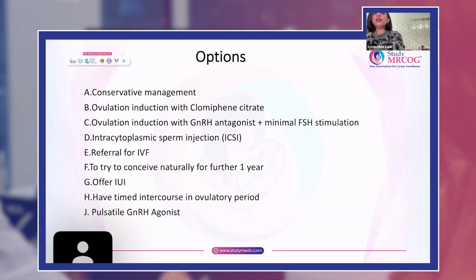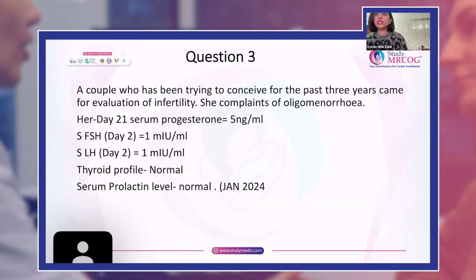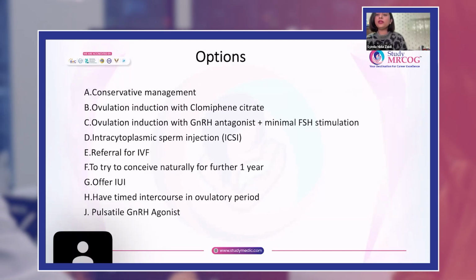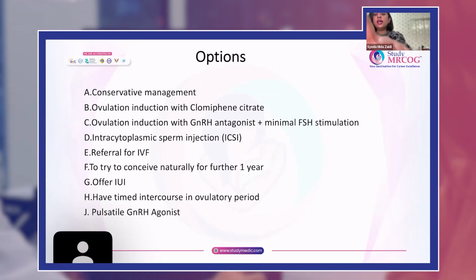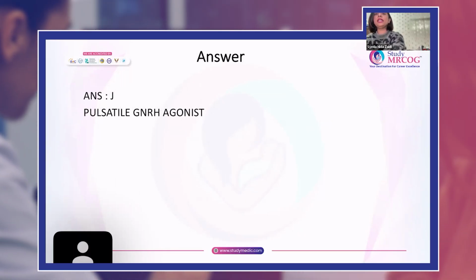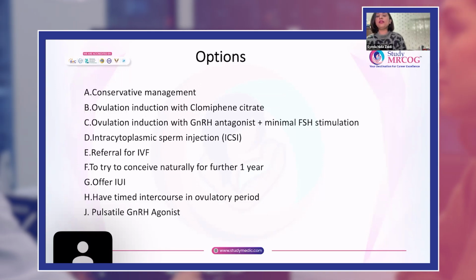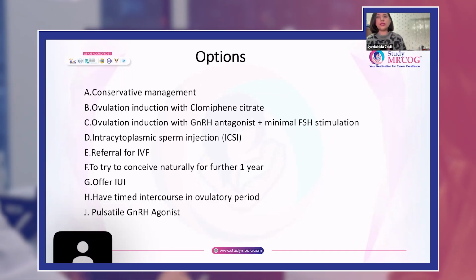So we can see that her FSH and LH levels are low and her serum progesterone level is low. So in this case, how can we help her? We can give her something to increase the levels of LH and FSH. And how can we do that? Among all these options, the best option that we can see is pulsatile GnRH agonist. In these cases, if we give her this, it will increase the level of FSH and LH, and there is a chance that she can ultimately produce eggs.